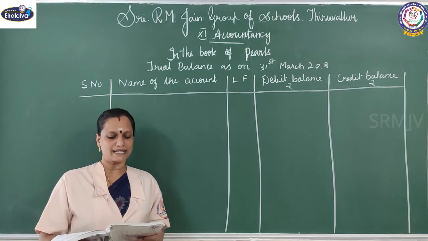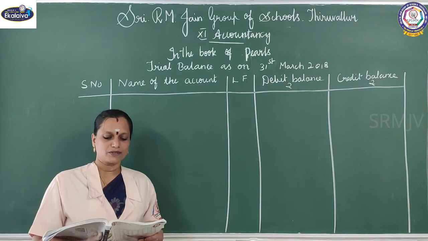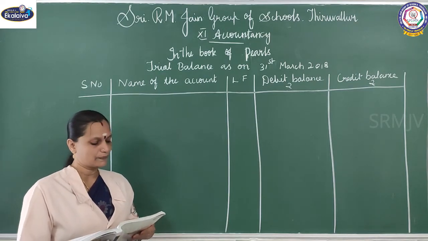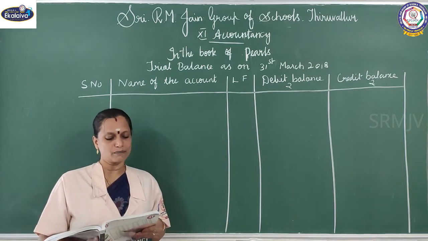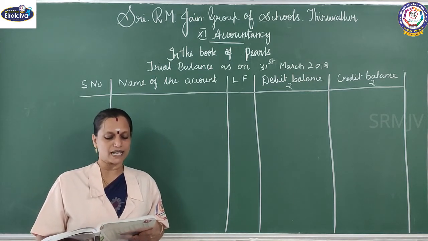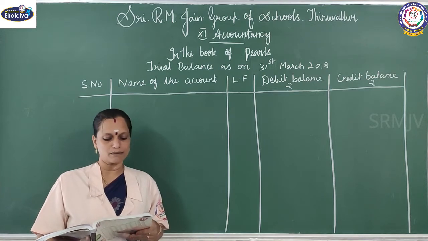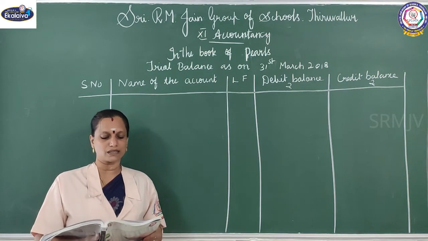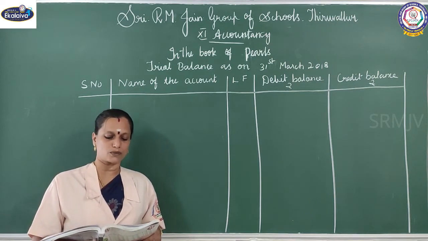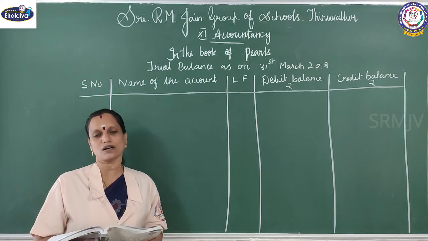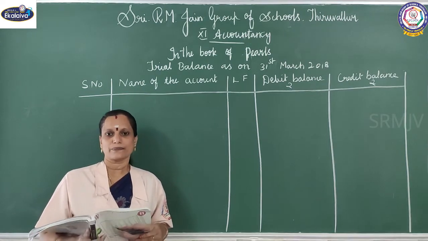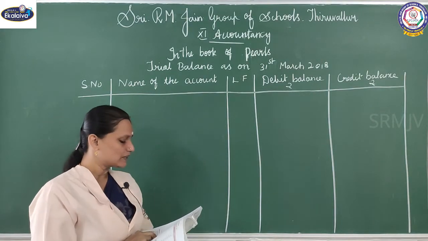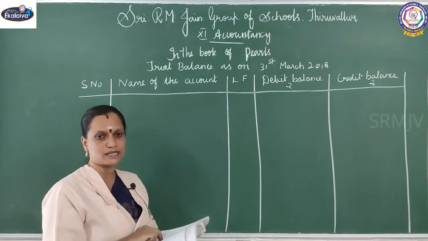From the following balance extracted from the book of Pearl, a trader prepared trial balance as on 31st March 2018. Capital 44,000, bills receivable 5,000, wages 800, drawing 4,000, purchases 75,000, interest on investment 2,000, customs duty 3,000, computer 20,000, sales 72,000, opening stock 10,200. Now we move on to the sum, children. See, in the book of Pearl, trial balance as on 31st March 2018.